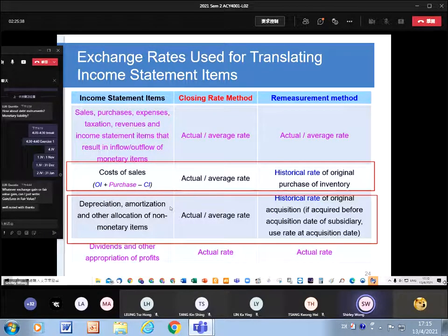Therefore, the depreciation and the amortization will be calculated according to the historical rate. It will be a little bit complicated when you calculate it. How about if the fixed asset exists before the acquisition date? Then, if acquired before the acquisition date, we will use the rate of the acquisition date.